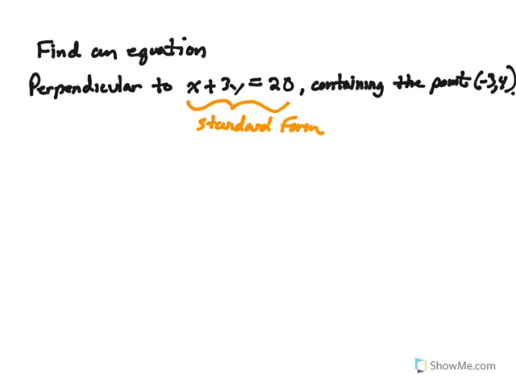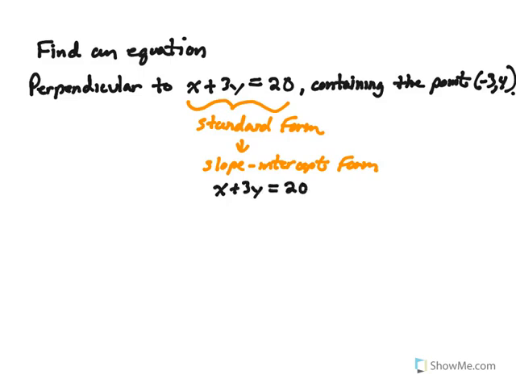It's not in slope-intercept form, so we don't really know what the slope is, right? So what we're going to have to do is convert that to slope-intercept form by simply solving for y.